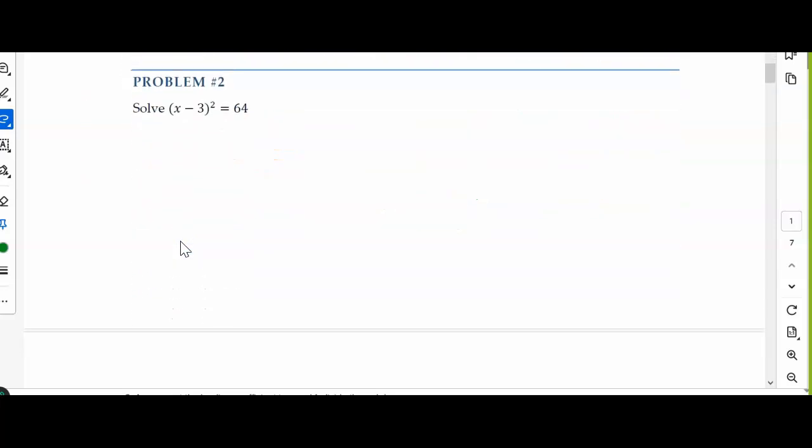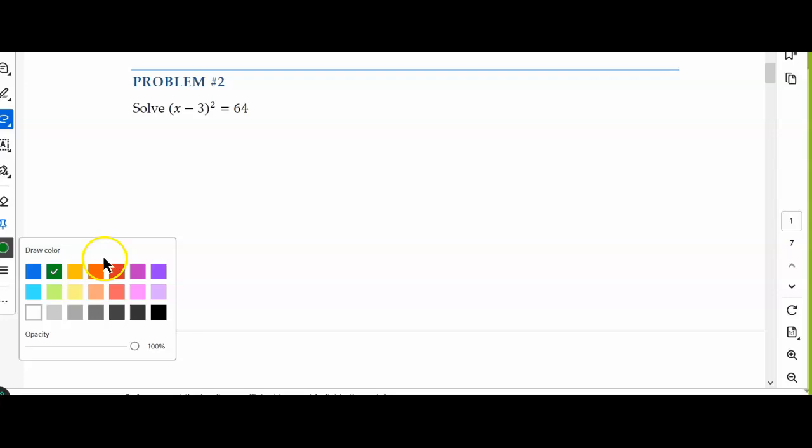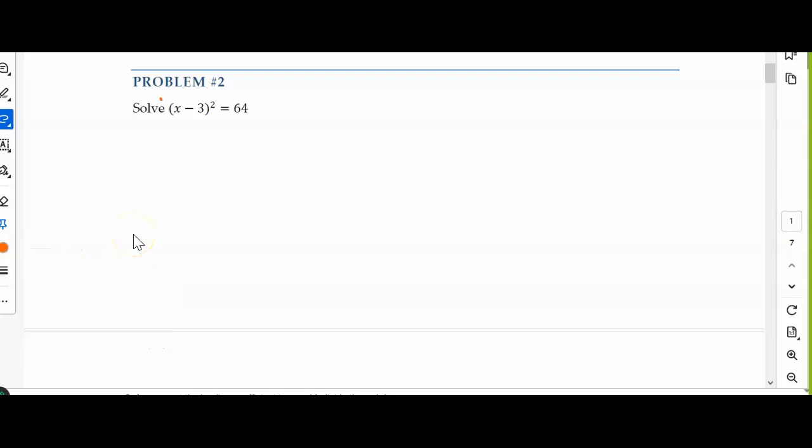Okay, on the second problem here, again, this whole thing is being squared. So if that squared part is by itself, then I can just take the square root of both sides.